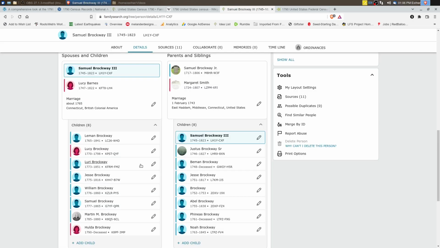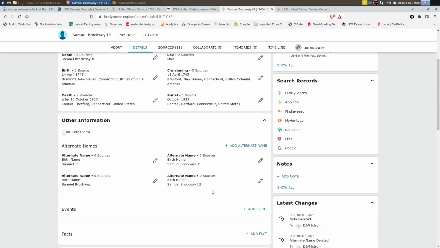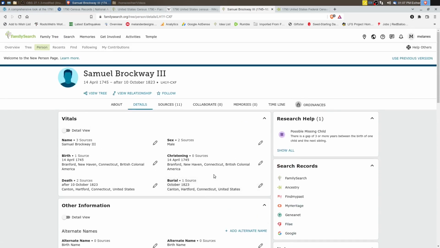So the census record source is attached to the Brockways in FamilySearch, and so you can, of course, click through and look at those. They are linked to the records on Ancestry. So don't be afraid to look at the 1790 US Census. It can give you some useful information about your ancestor.